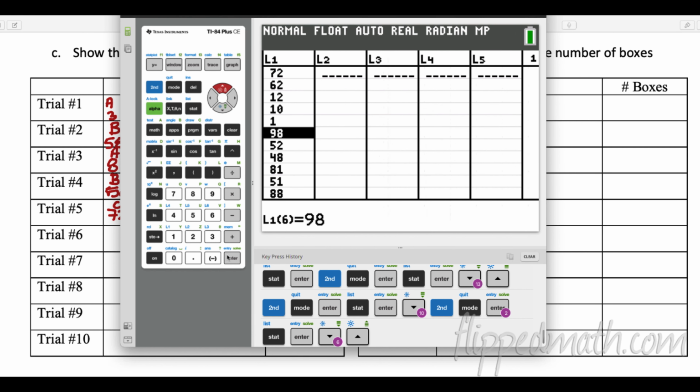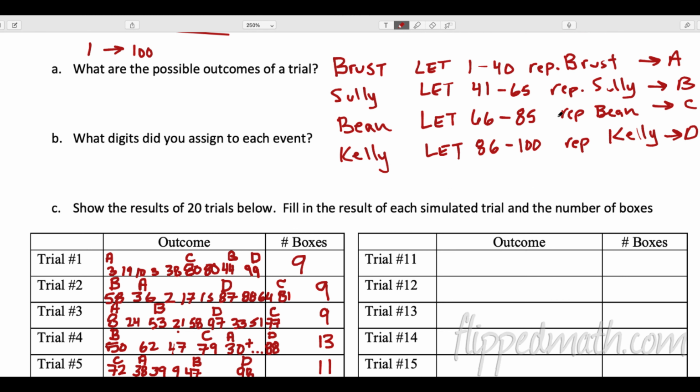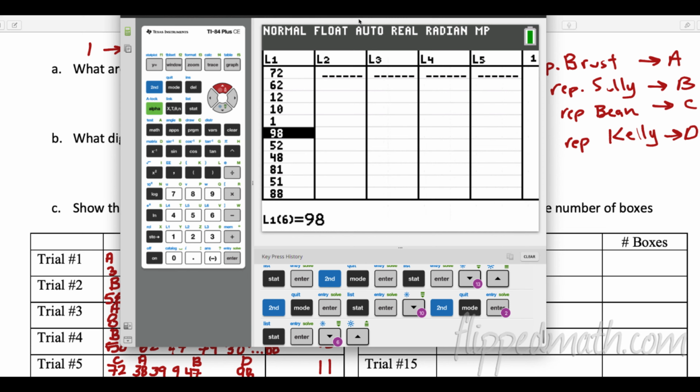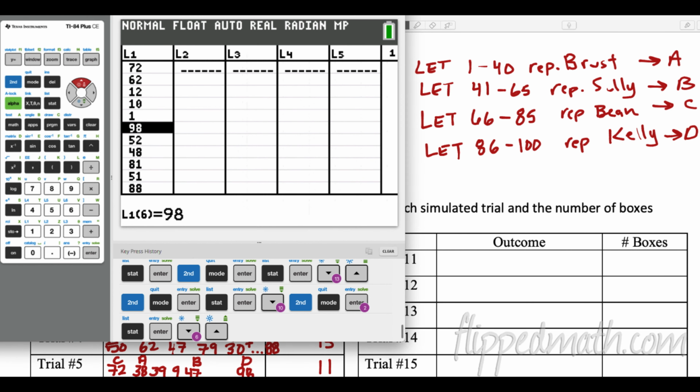But I can go through and look at it. That's a D right there. That's the one that's rare. So what do we have? A, we have like 62. Let me go back up. I forgot what's going on. So 62 Sully. Ooh, that was a quick one. So this simulation, 72 is a bean. So I got a bean, I got a Sully, I got a Brust, and then Kelly right there.